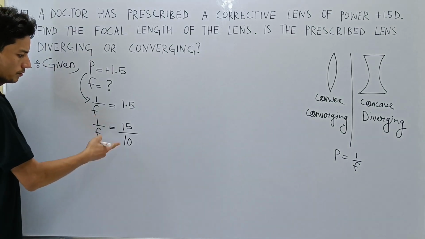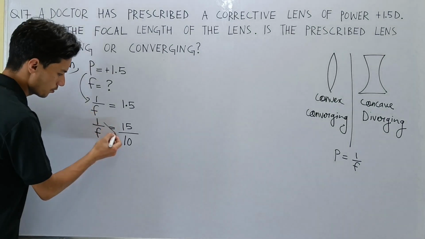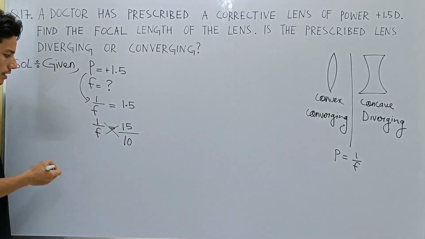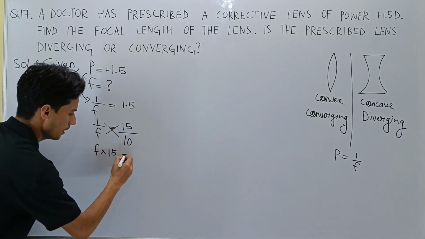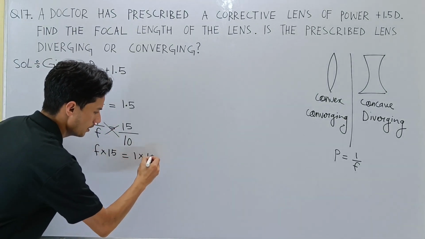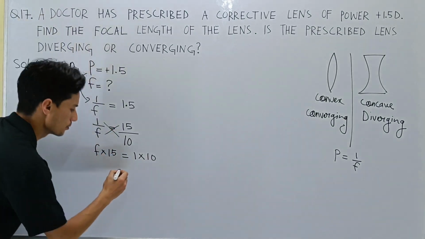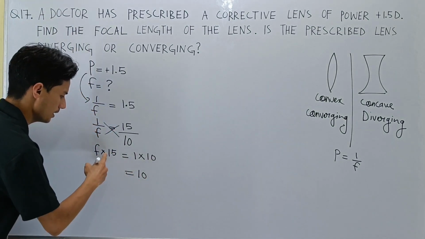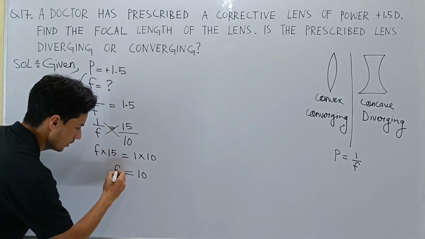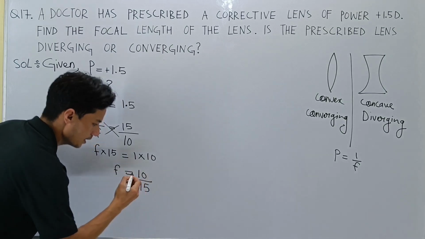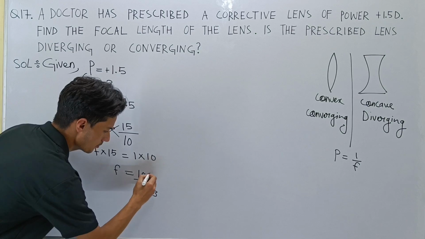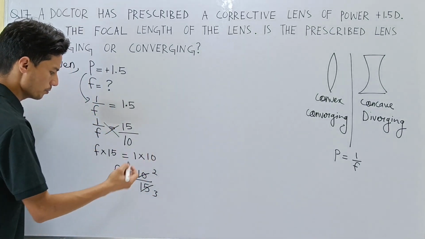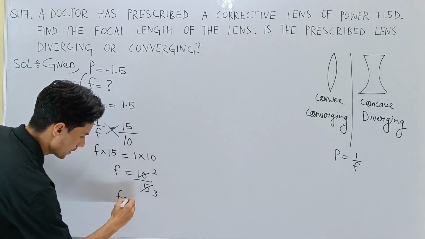Now you will do cross multiplication. So F will pair with 15, so F into 15, and then 1 will pair with 10. Anything multiplied by 1 is the number itself, so you get 10, and F into 15 goes here. Then 15 will go below 10. So you cut with 5: 5 threes are 15, 5 twos are 10. So you're getting F equal to 2 by 3.